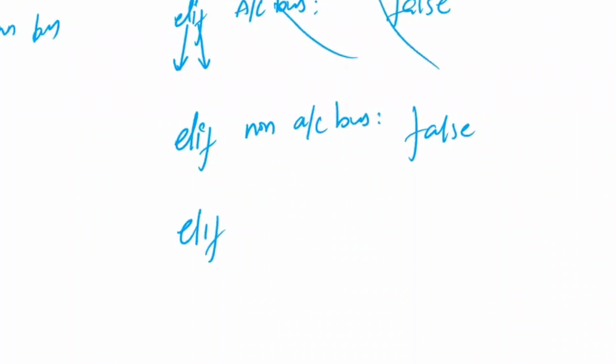But the first one should be if. Directly you can't start with elif. That is the rule in Python. You can't start with elif directly. First you have to start with if. And like this you can write multiple things. Is that clear?